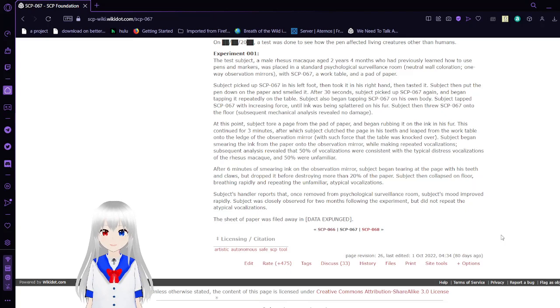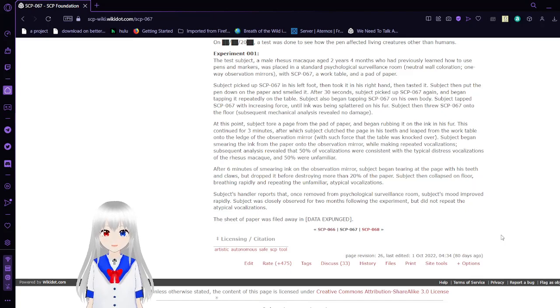Subject picked up SCP-67 in his left foot, then took it in his right hand, then tasted it. Subject then put the pen down on the paper and smelled it. After 30 seconds, subject picked up SCP-67 again and began tapping it repeatedly on the table. Subject also began tapping SCP-67 on his own body.